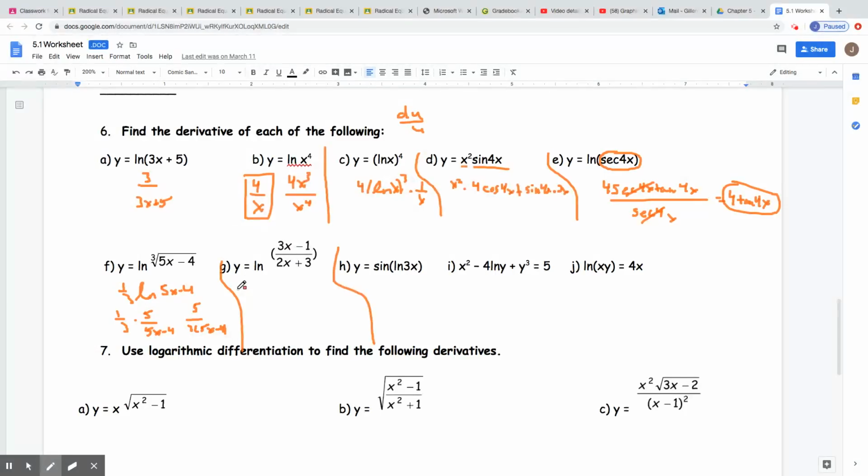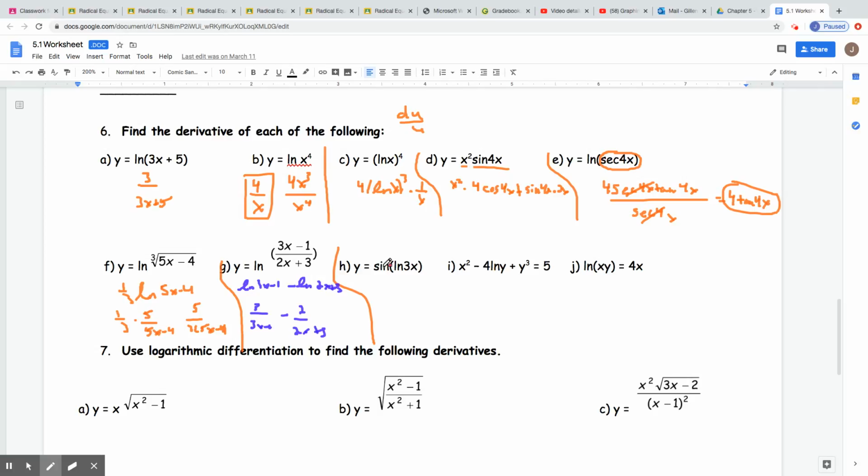expand first. So this is really the natural log of 3x minus 1 minus the natural log of 2x plus 3. So you take the derivative of each of these. So it's derivative of the inside over the inside. So it's 3 over 3x minus 1 minus 2 over 2x plus 3. And that is your answer. So all you have to do.